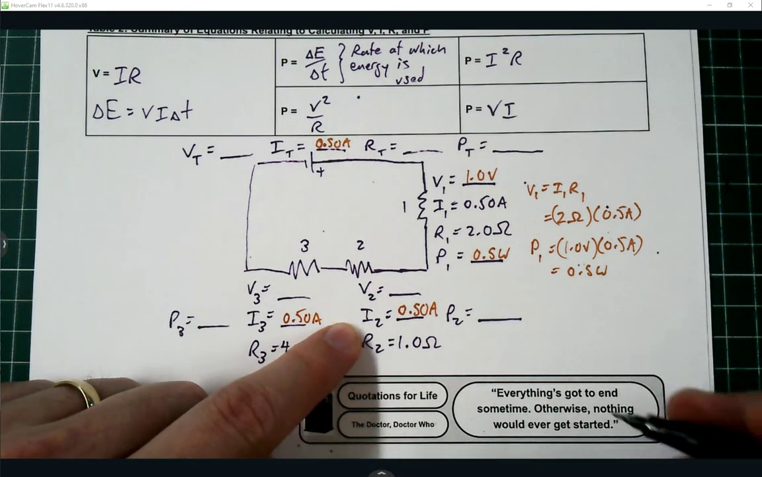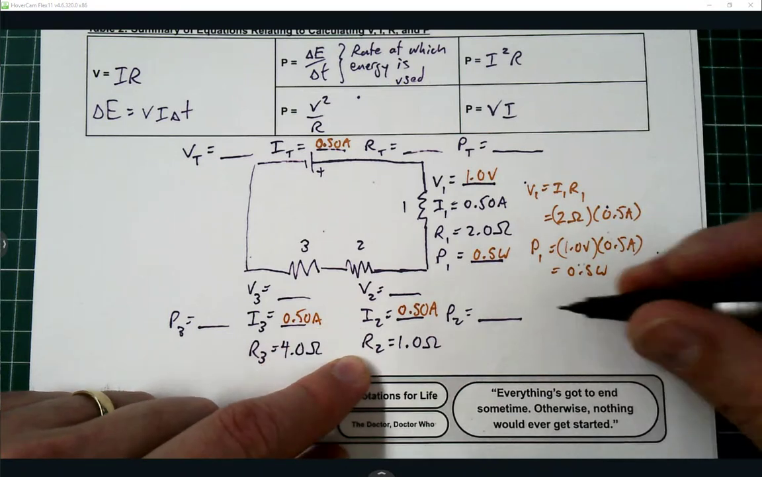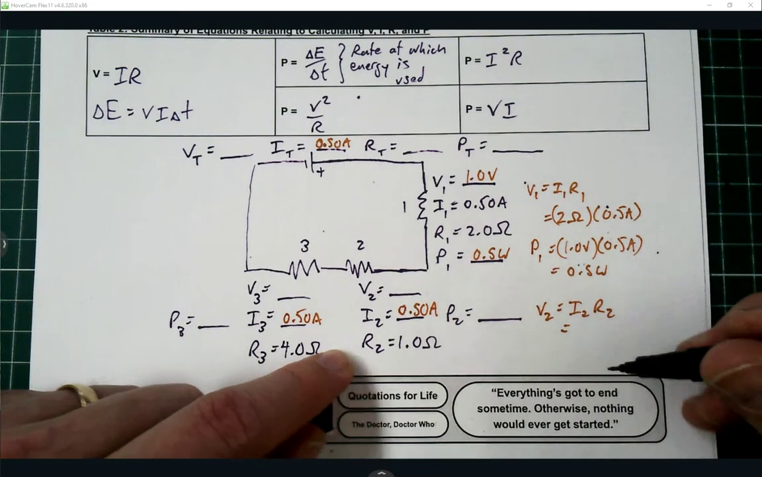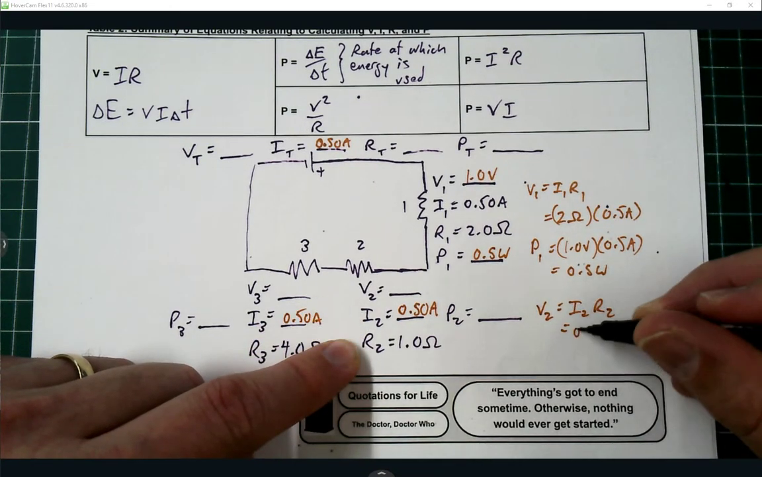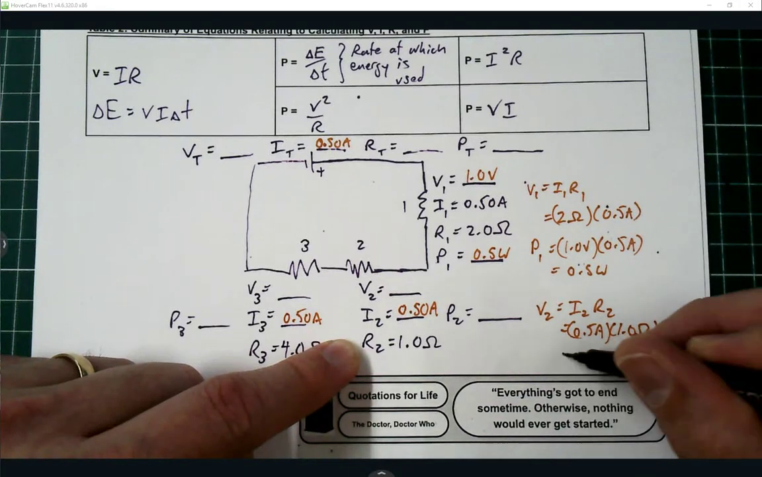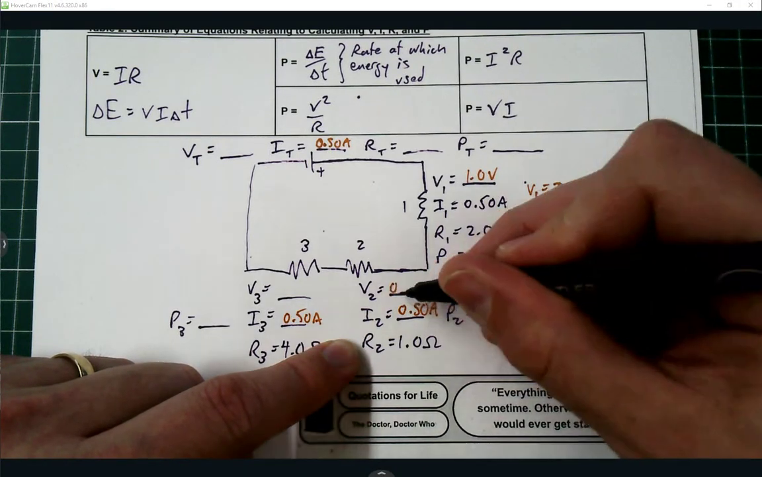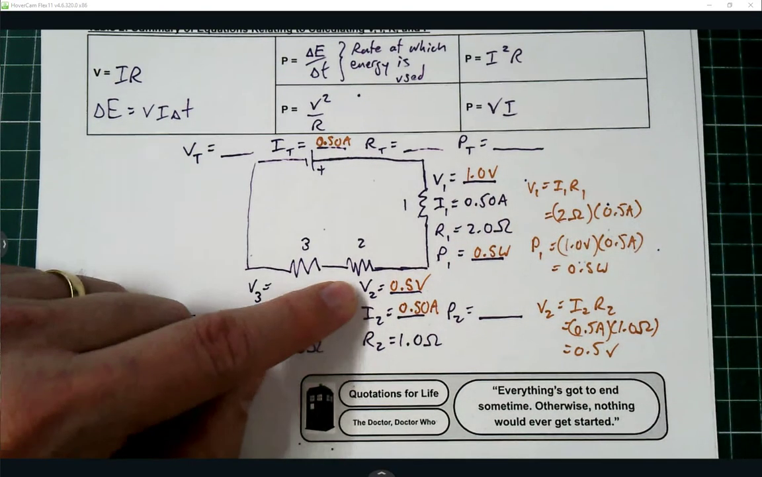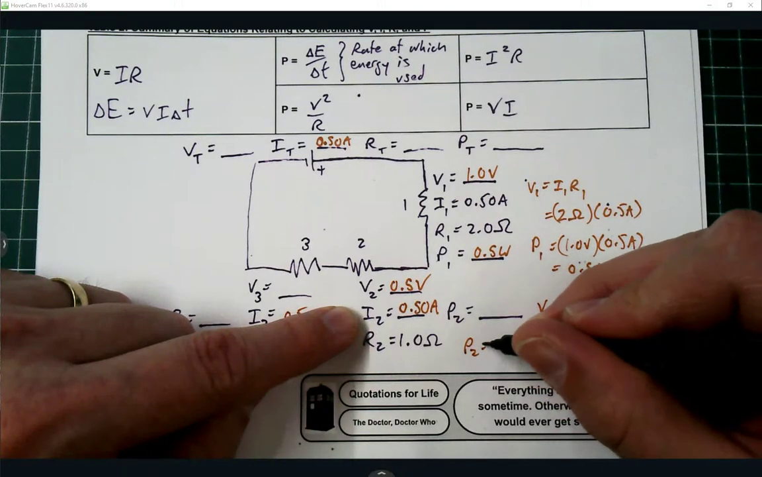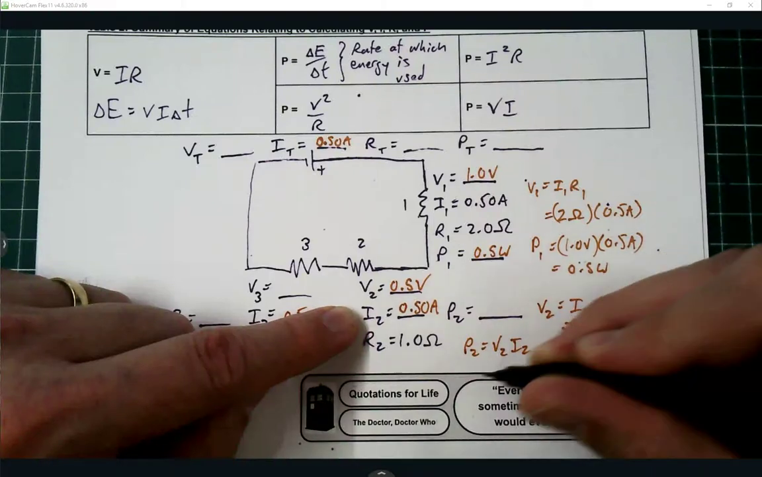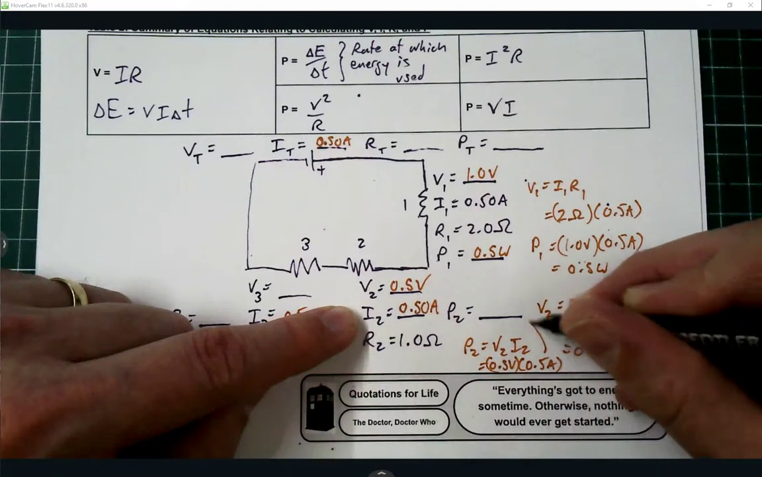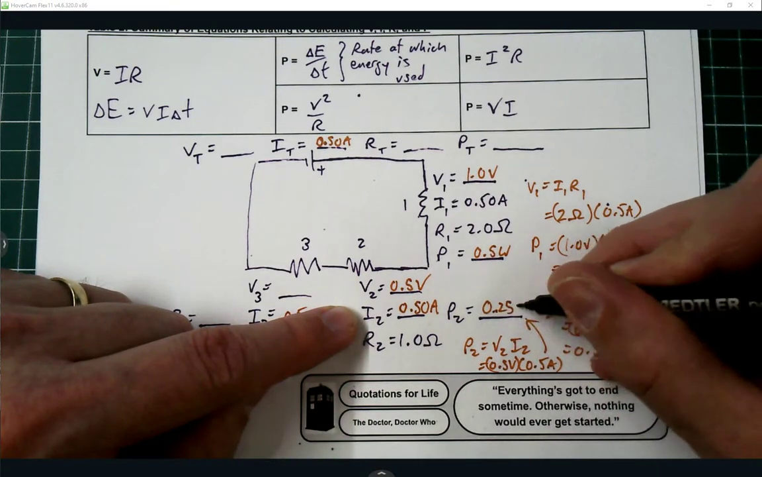But here I am, I'm going to carry on to this resistor. If I know I2 and R2, that means that V2 is going to be equal to I2 R2, just using Ohm's law. And so I2 R2, 0.5 times 1 equals 0.5 volts. And then if I do V times I to get the power, P2 is going to be equal to V2 I2, 0.5 volts times 0.5 amps, which is 0.25 watts.